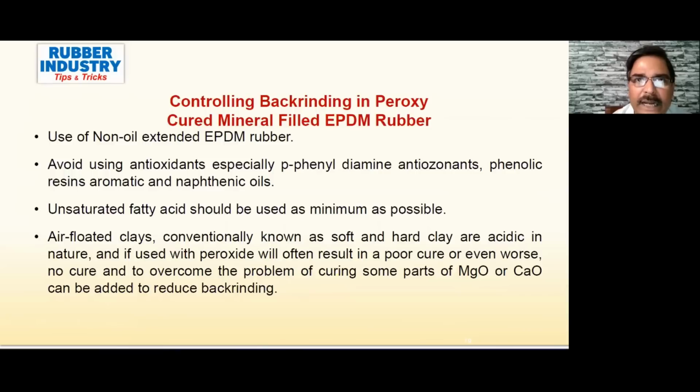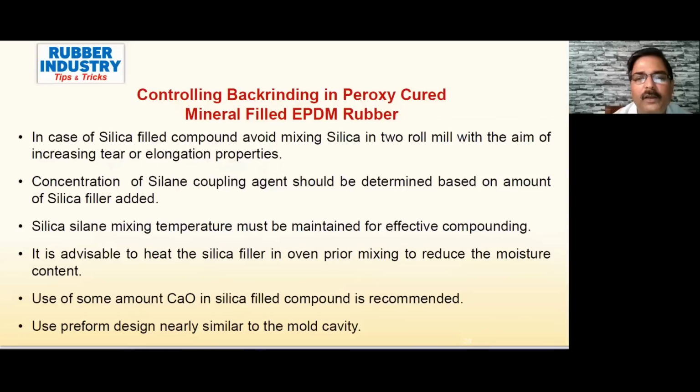In case of clay-filled rubber, some parts of magnesium oxide or calcium oxide can be added to maintain the pH of the medium. We often add silica on an open mixing mill for the purpose of increasing elongation or tear resistance to avoid backrinding. But this procedure should be strictly avoided. Silica should be mixed in an internal mixer with a coupling agent.